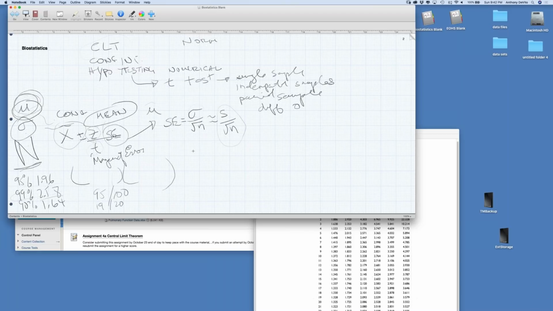Okay, just as an aside, when we're dealing with a proportion, we do the same thing. For instance, if I told you that 600 out of 1,000 people were in favor of gun control, let's say.